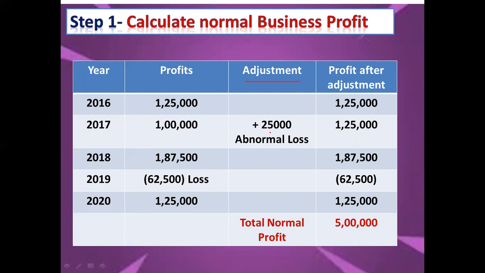So this amount will be added back. So when we add back this amount, it comes to 1,25,000. Rest figures are same because there is no other adjustment. So we'll take a total of it, and total comes 5 lakh. So this is how we have calculated step number 1, total normal business profit.